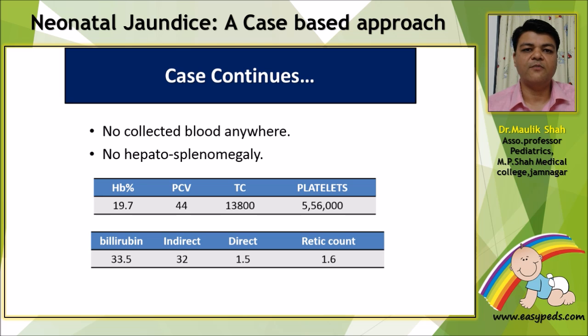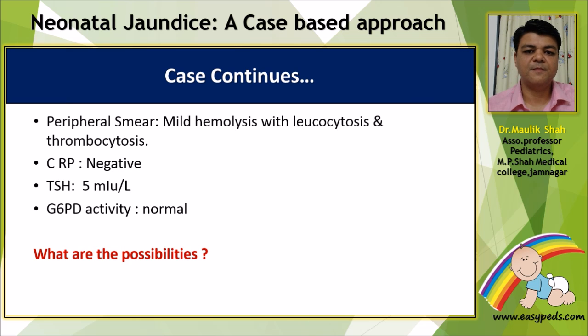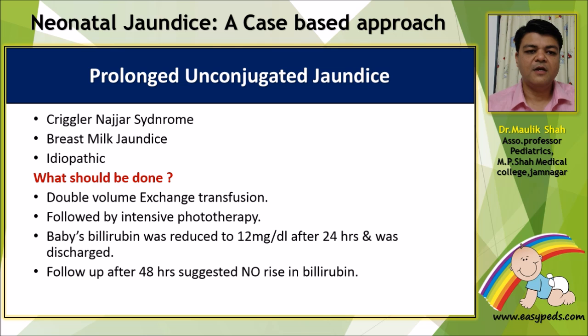Retic count was only 1.6, pointing out that this was not a case with strong hemolysis. Peripheral smear showed mild hemolysis, leukocytosis as well as thrombocytosis. The C-reactive protein was normal, TSH was also normal, and G6PD activity in this baby was also normal. So what do you think the possibilities could be? Well, again 3 causes remain in front of us: Crigler-Najjar syndrome, breast milk jaundice and the idiopathic variety.